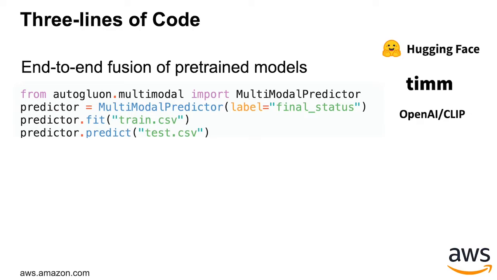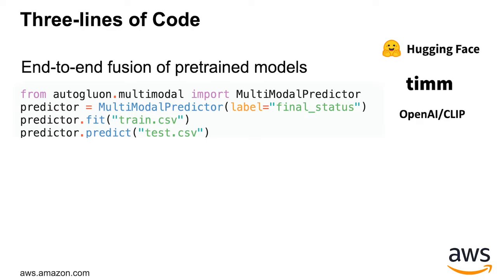For these 3 lines, it's very straightforward. You first create the predictor. After you have created the predictor, you call predictor.fit to train the model. And after you have trained the model, you call predictor.predict to get the prediction on the datasets.